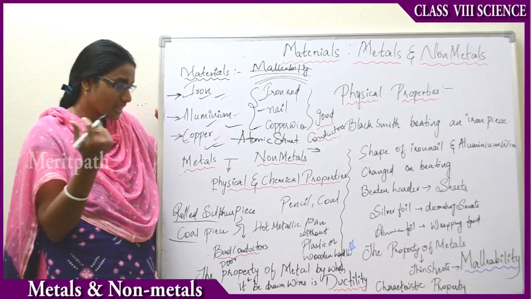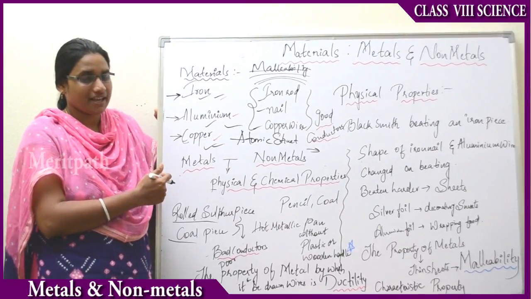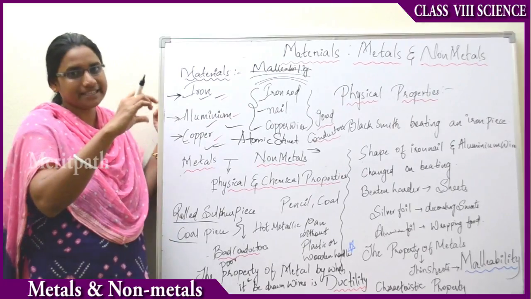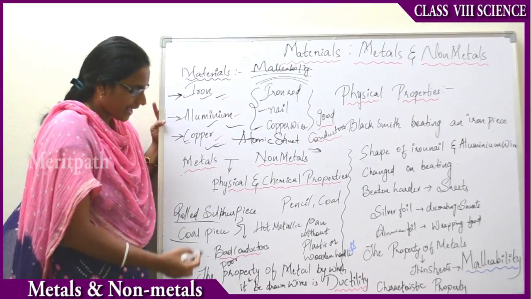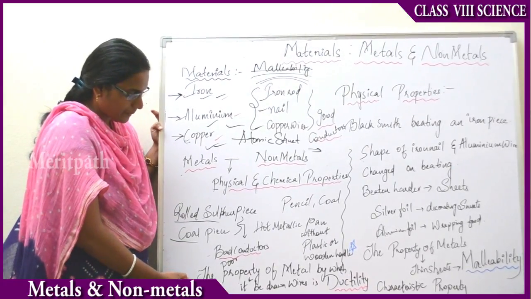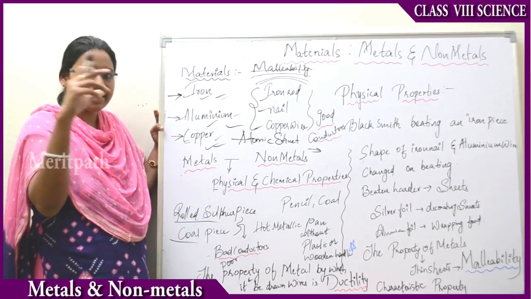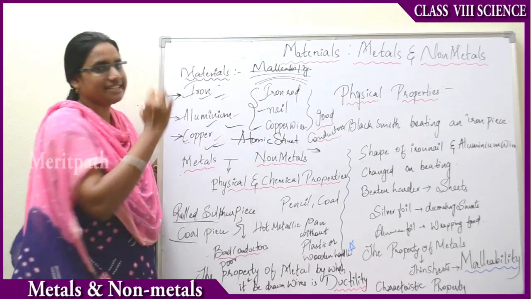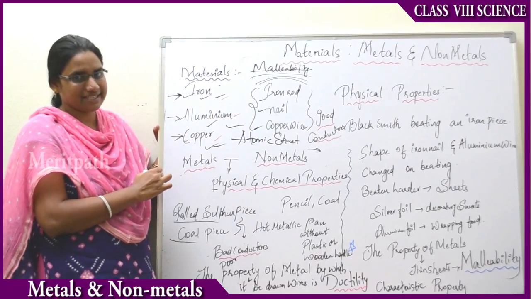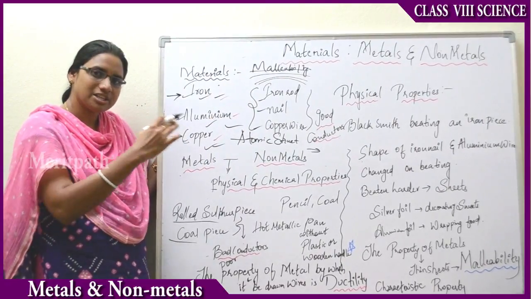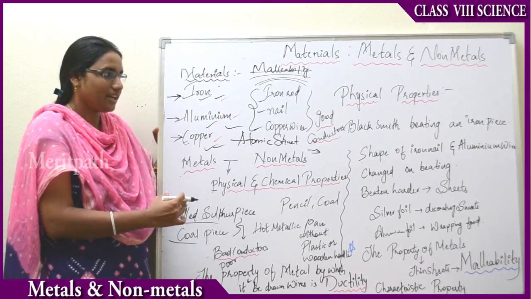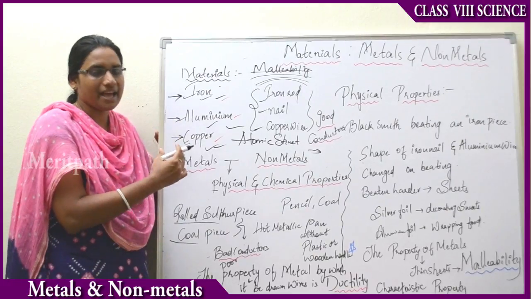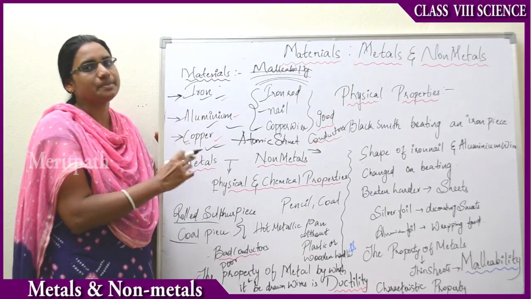That is, you will be seeing the copper wires. I hope you have seen the copper wires, right? They are known as electricity conductors. And that property of metals to be drawn into wires or into the shape of wires is known as ductility, and forming into sheets is known as malleability. These two properties are the major physical properties of metals.